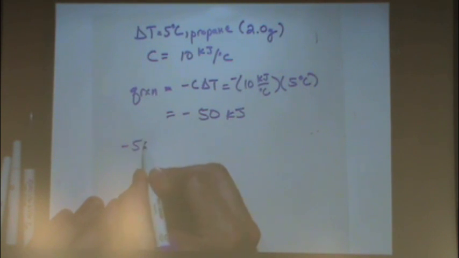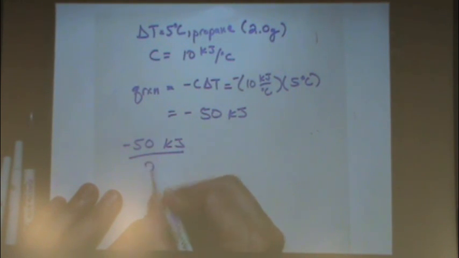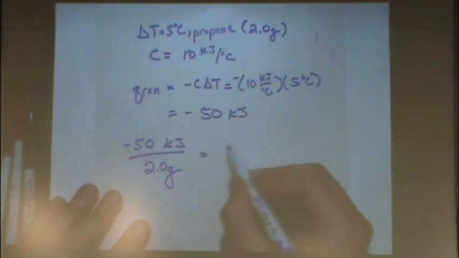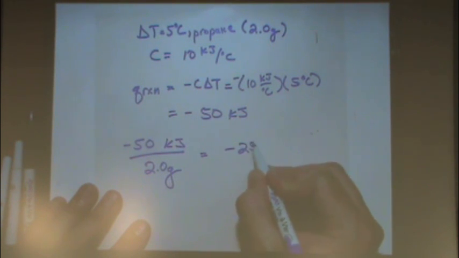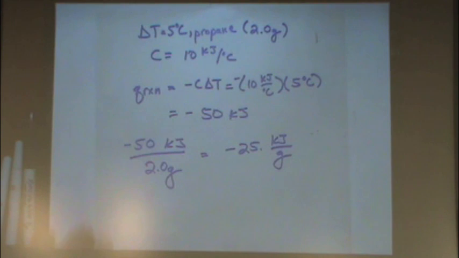And why is this negative, by the way? Exothermic. Okay, then we're really transforming this into a delta H here, where we're going to divide by the 2 grams. So this will be minus 25 kilojoules per gram. And that would be your final answer.